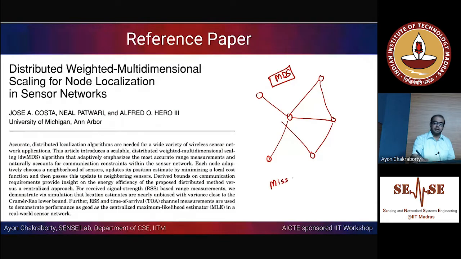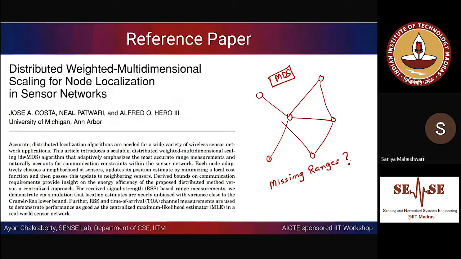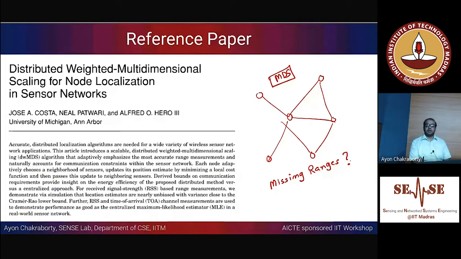One is that we are not able to calculate them in time. We are too slow. But other than that, is there any reason we should have missing ranges? Sir, maybe the nodes are too far off, or there are too many obstacles in the middle, so we can't get a real estimate. Yes, there could be non-line of sight, or obstacles in between two nodes. They may be outside the communication range of each other.